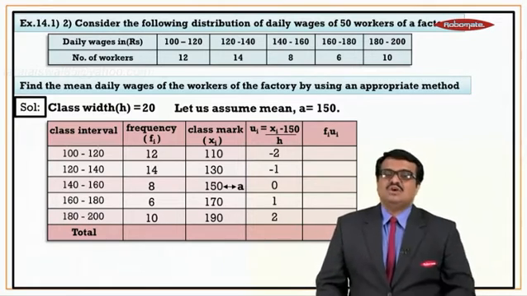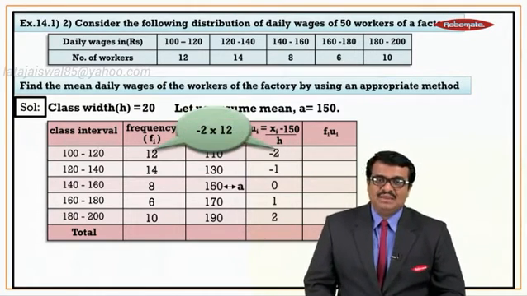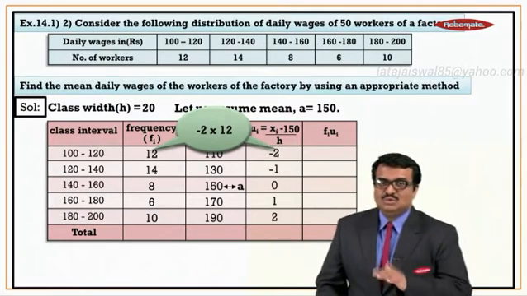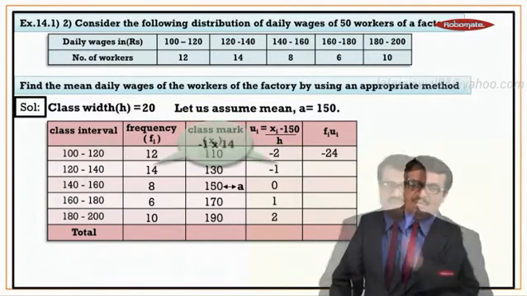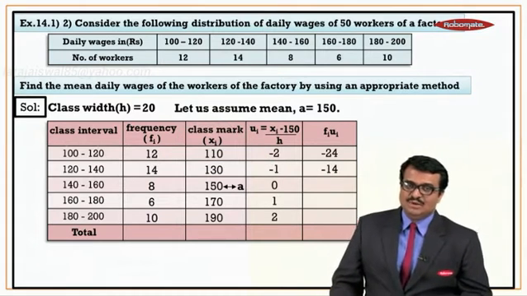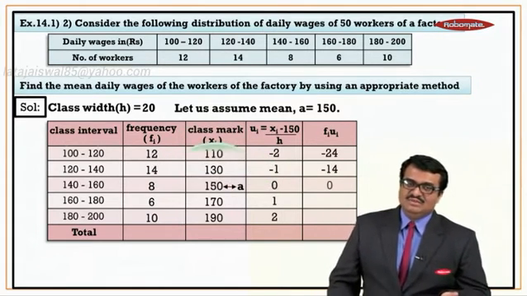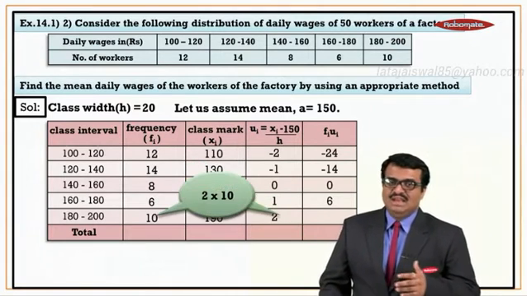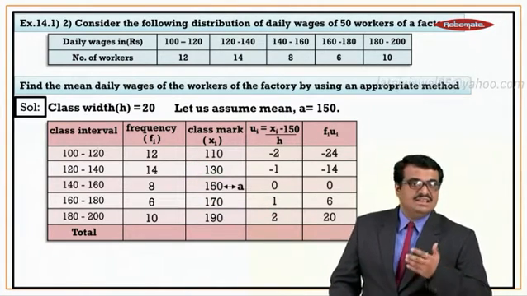Okay. Now the last column is fi into ui. Let us multiply fi and ui and write it. So minus 2 into 12 gives you minus 24. Minus 1 into 14 gives you minus 14. 0 into 8 gives you 0. 1 into 6 gives you 6. 2 into 10 gives you 20.